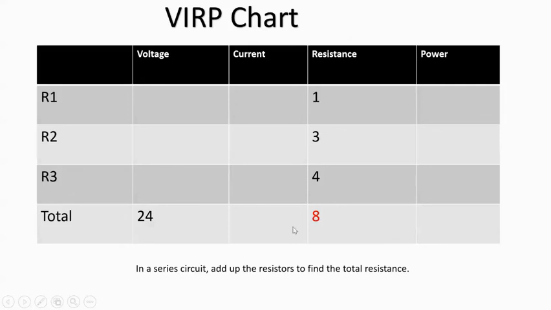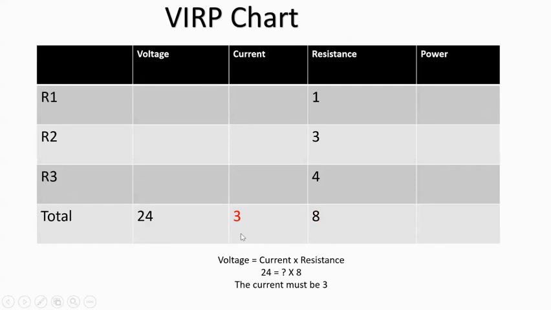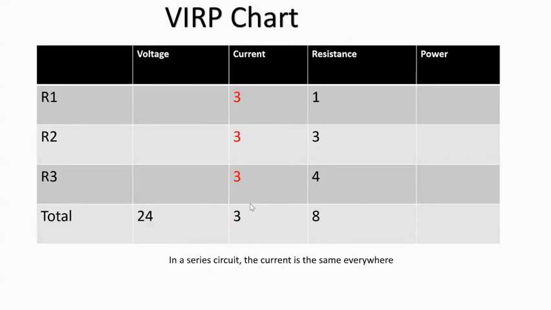And in this case, we know that resistance times current gives you voltage, right? So we can figure out 8 times something equals 24, right? And that would be 3. The current everywhere should be the same, so we can fill in this whole column now. And from here on out, it gets easy because voltage equals current times resistance. And we have current and resistance for all of them, so we just multiply those numbers.